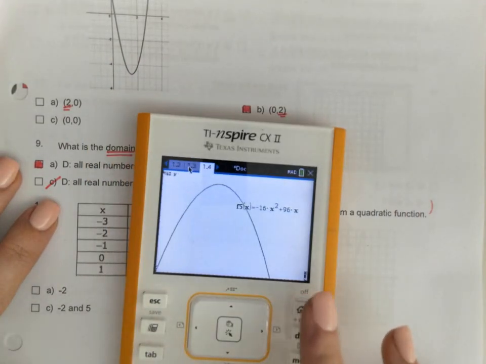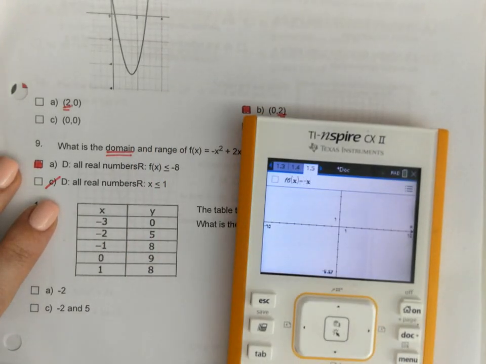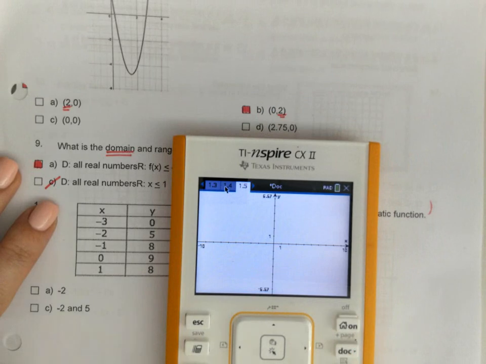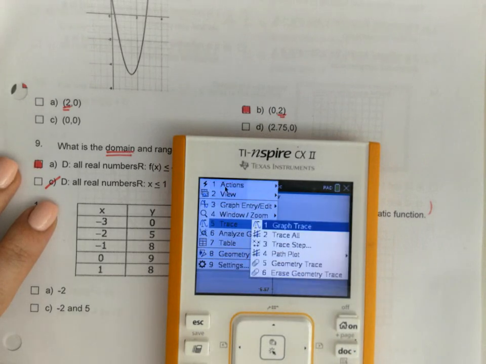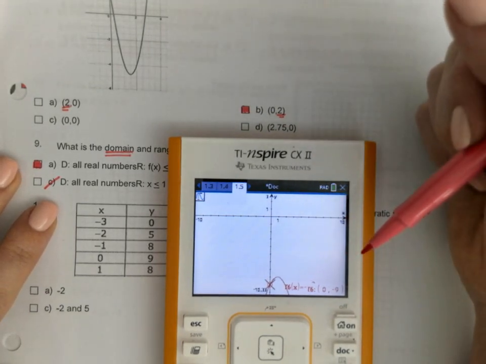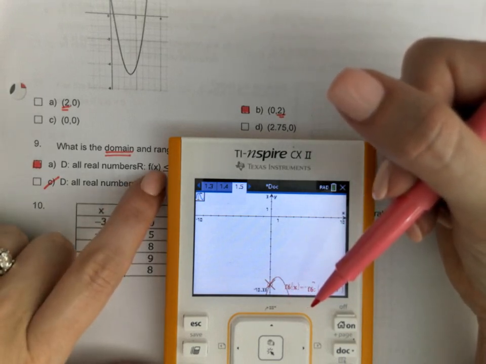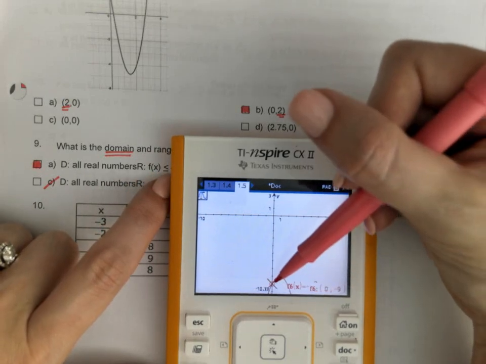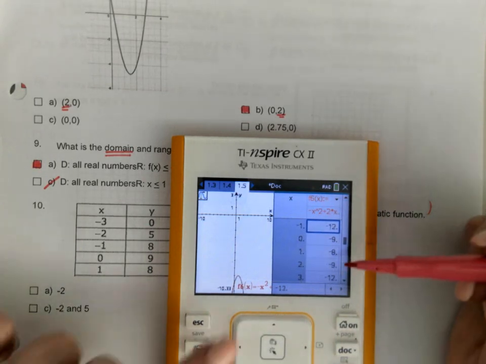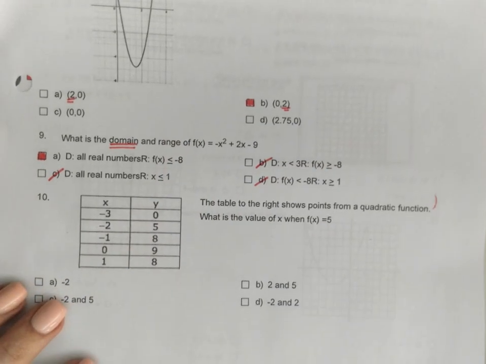Now, if I was to go to a graph and I type in negative x squared plus 2x minus 9, menu, trace, now I can see it, okay? So I can see that it's going to go all the way to the left and all the way to the right. For my y values, it's going down, so it's going to be less than or equal to. There's no bottom, there's only the top, and it's there at negative 8. Sometimes it's easier to see from a table as well. There's my vertex. So all of my y values are less than or equal to that negative 8.